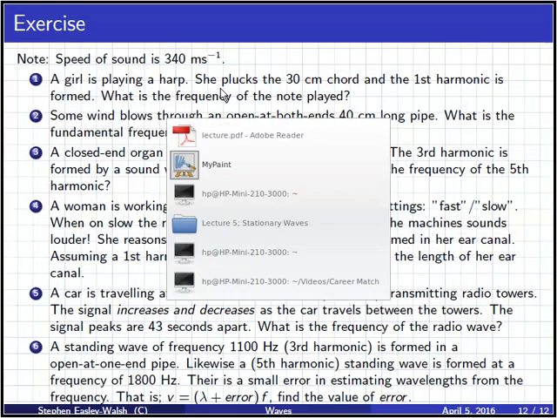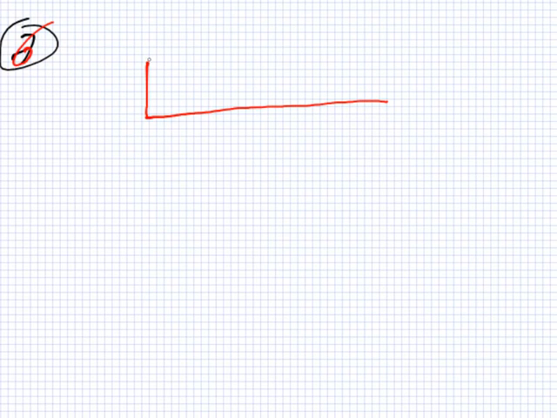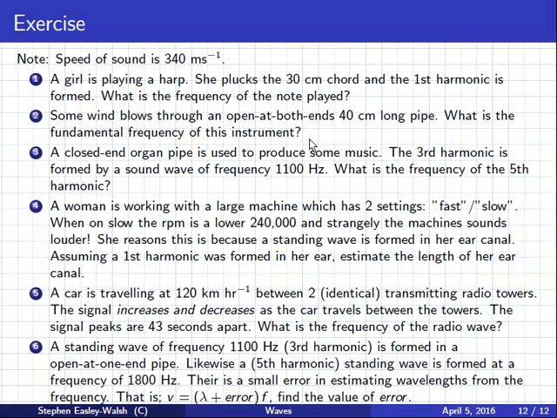So in number 7, you've got your 6, thank you. In number 6, you've got your pipe again, and you've got a standing wave of 1100.